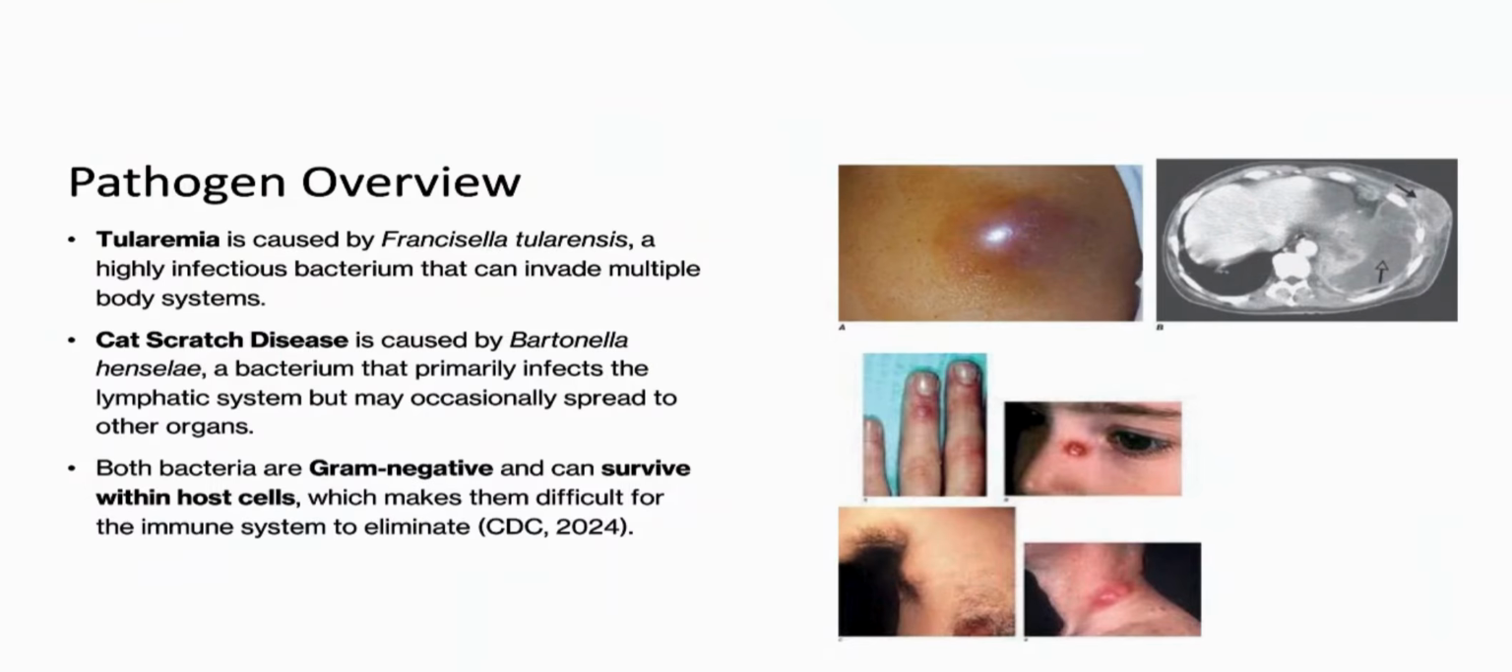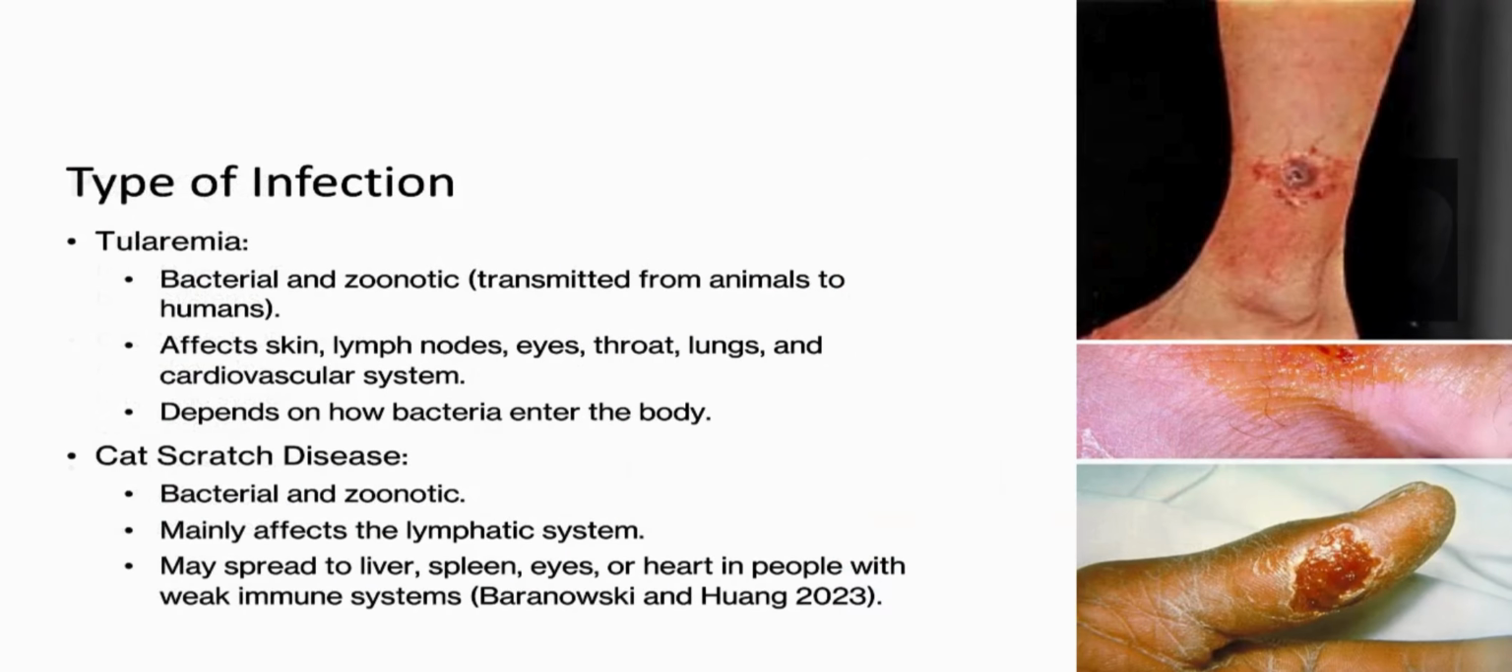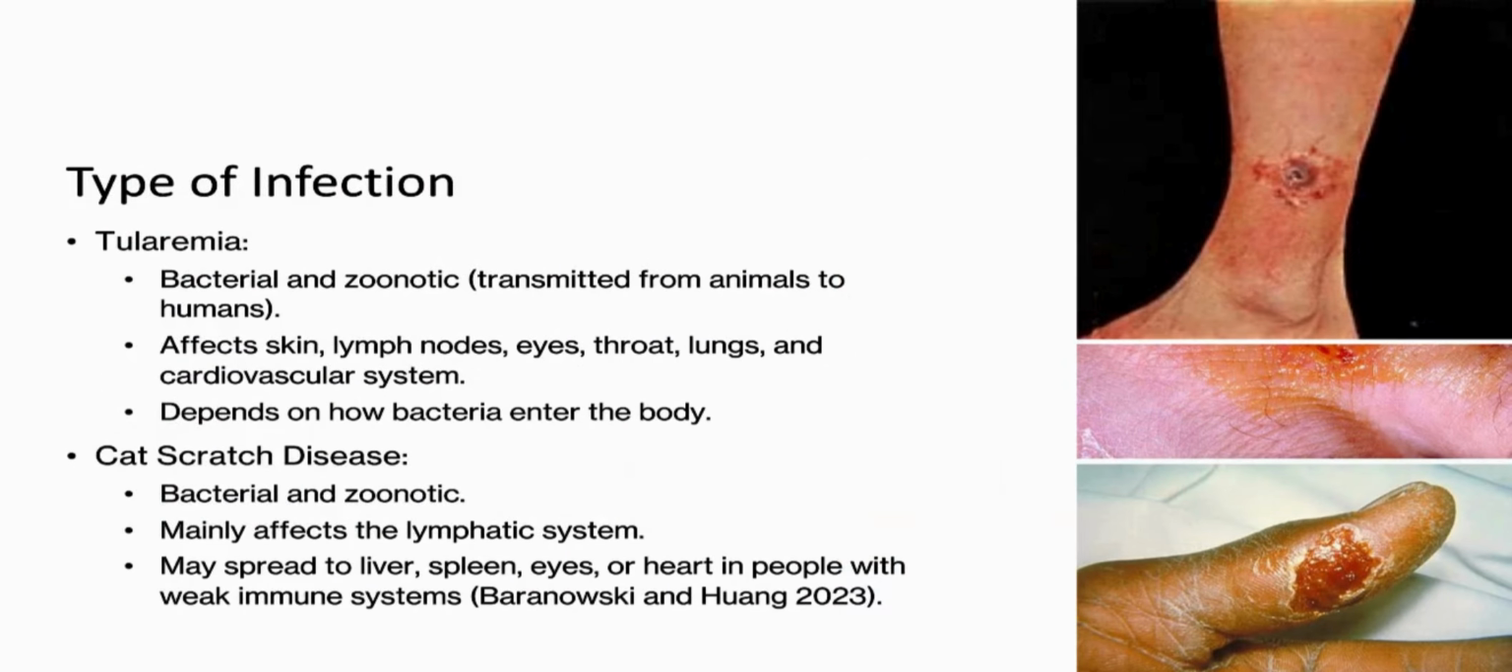Tularemia is caused by Francisella tularensis, a highly infectious bacterium that can affect multiple body systems. And cat scratch disease is caused by the pathogen Bartonella henselae, a bacterium that primarily infects the lymphatic system but may occasionally spread to other organs. Both bacteria are gram-negative and survive within host cells, which makes them difficult for the immune system to eliminate. We'll begin with tularemia.